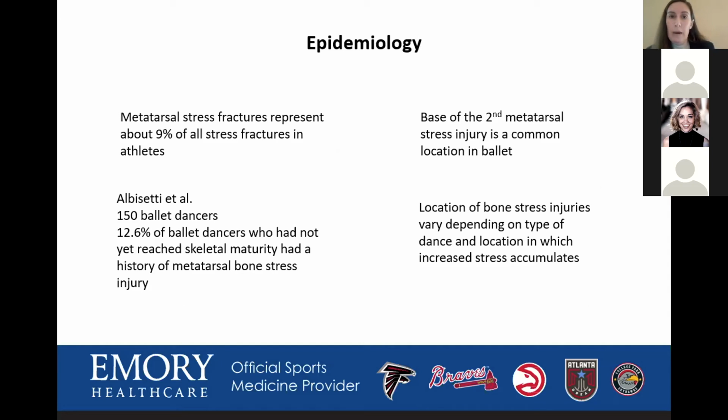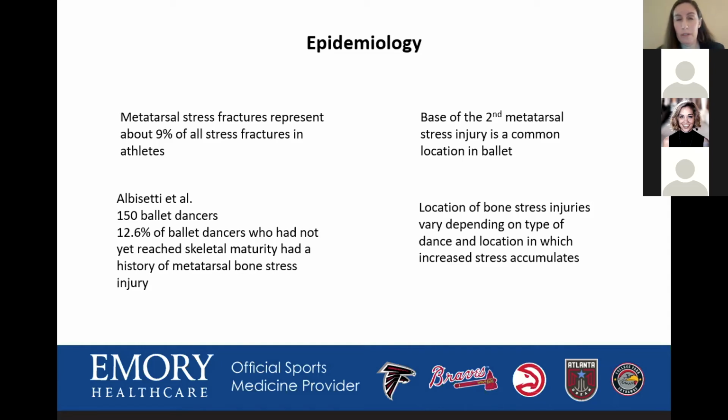Stress fractures are common in all athletes. Metatarsal stress fractures particularly are seen, they account for about 9% of all stress fractures in athletes in general, but in dancers, an even higher percentage experience injury in this way. Even prior to skeletal maturity, around 14, 15, 16, almost 13% of ballet dancers have had a metatarsal stress injury. That's a large number even before they've gotten well into the adolescent years. In ballet in particular, the second metatarsal stress injury can be a common location.